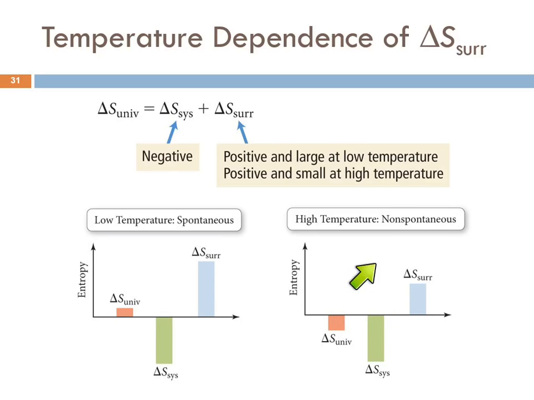At this temperature, when we add these two together, we get a negative number. This is not spontaneous. Here, we add these two together, we get a positive number, and that process is spontaneous. Any questions? So the change in entropy depends on the temperature. And the non-spontaneous process needs outside help.